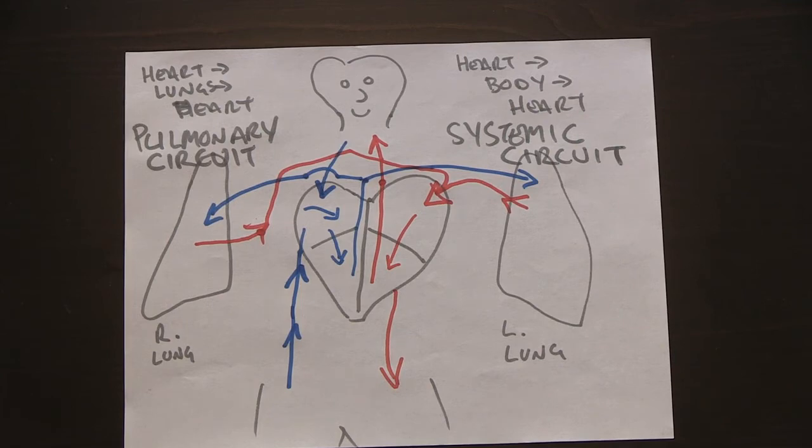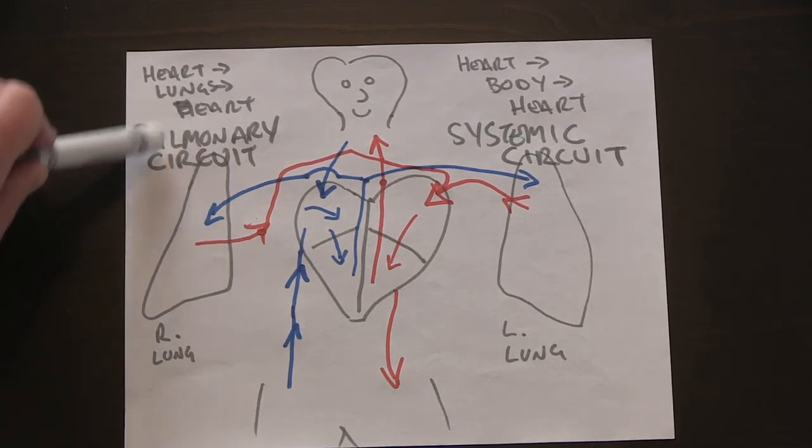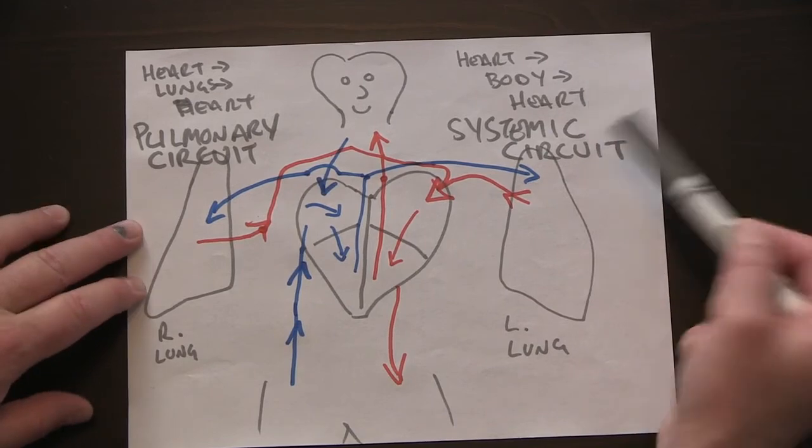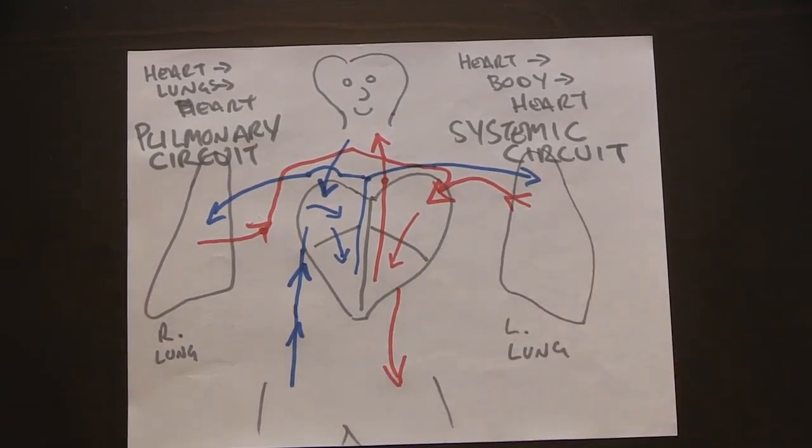I know that's super messy, but the take-home message here is, if you're going from the heart to the lungs to pick up oxygen and then back to the heart, that's the pulmonary circuit, and then from the heart out to the body to deliver the oxygen and then back to the heart, that's the systemic circuit.